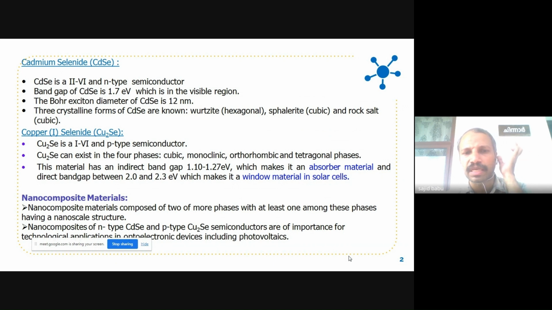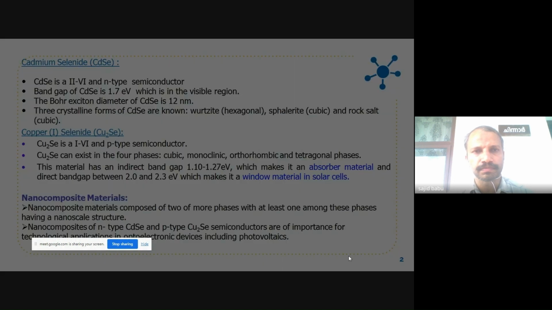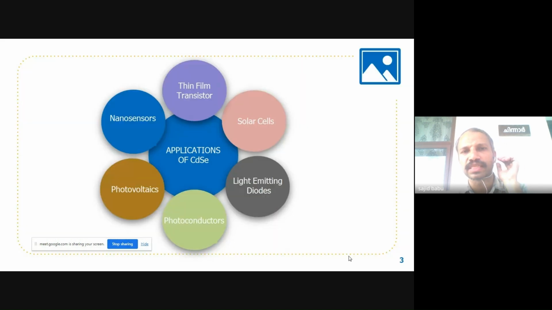A nanocomposite material is a composite of two or more phases, with at least one of these phases having a nanoscale structure. Nanocomposites of N-type CdS and P-type Cu2S semiconductors are important in applications for optoelectronics, including photovoltaics. I am going to present my topic on this composite of CdS and Cu2S. The applications of CdS are in thin-film transistors, solar cells, light-emitting diodes, photoconductors, photovoltaics, and nanosensors.